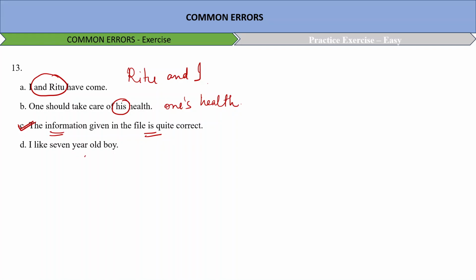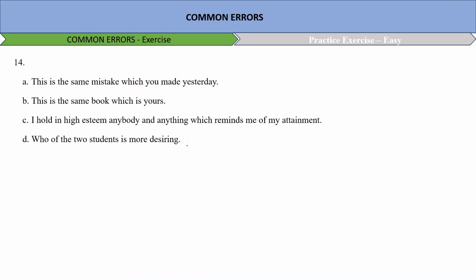I like a 7-year-old boy. I like a 7-year-old boy. Okay, sounds good. Next. This is the same mistake which you made yesterday.